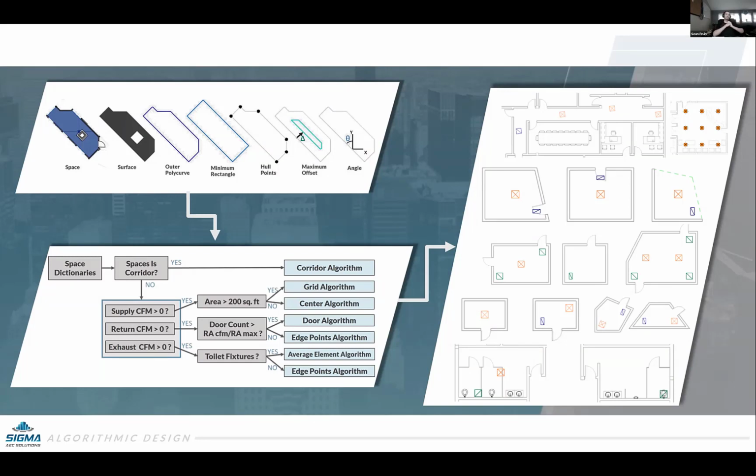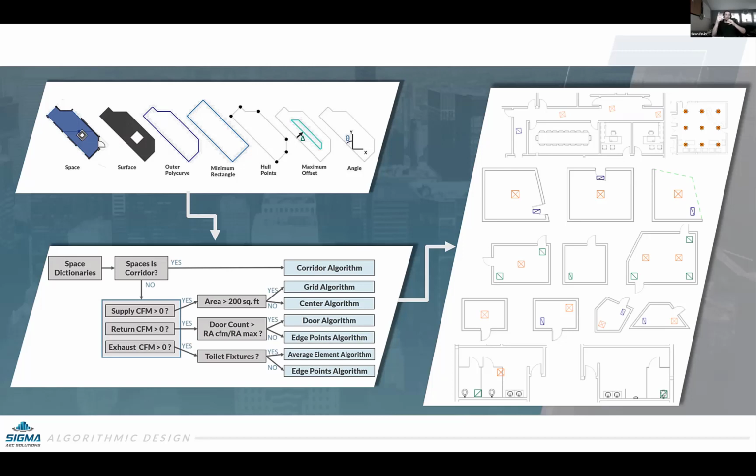And of course I have that angle. We can also have attributes, like this is a bathroom. What's the square area of this space? How many doors are there? How many toilet fixtures are there? What's the CFM? So all this data comes together in kind of a decision tree. And so the last slide is all the outputs.